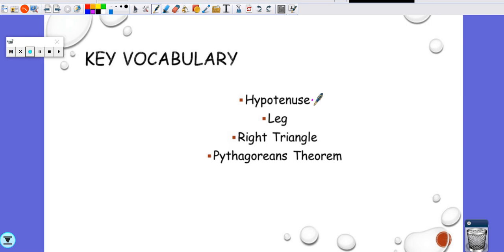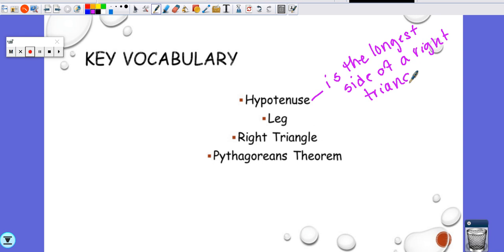So a hypotenuse is the longest side of a right triangle. And here's what I mean by that. Let's say I have this right triangle drawn here. Here's how you identify the hypotenuse: if you find the right angle, always draw an arrow from the right angle to the opposite side. That's always your hypotenuse, okay?